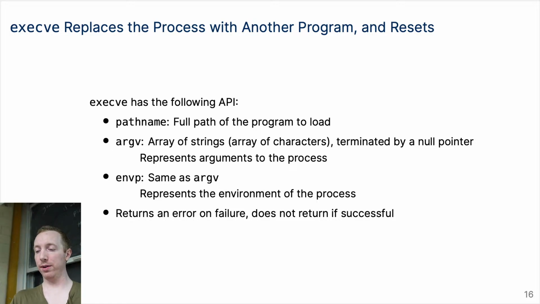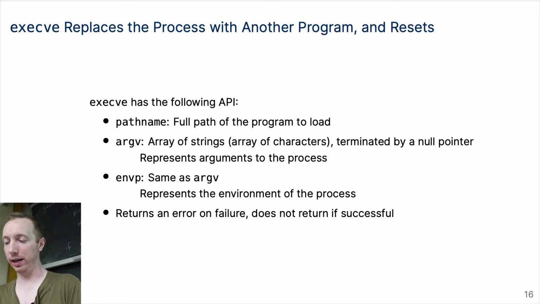So it has the following API. It takes a pathname, the full path of the program to load, which we now know, if it's Linux, is going to be an ELF file of some sort. And then it takes something we've all been familiar with in C: argv, which is not going to count the arguments for you. It just wants you to put a null at the very end.